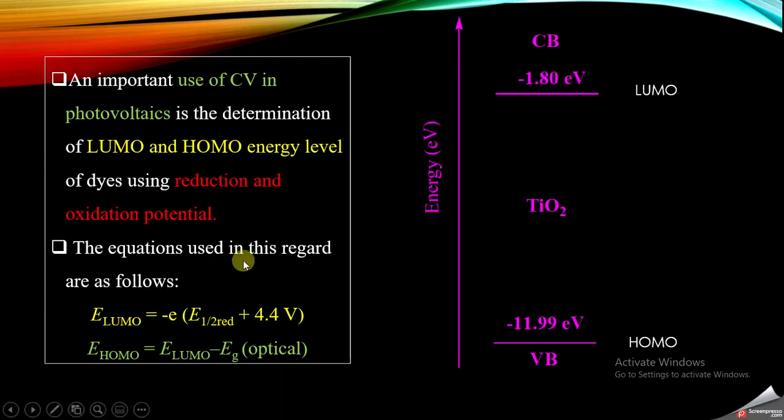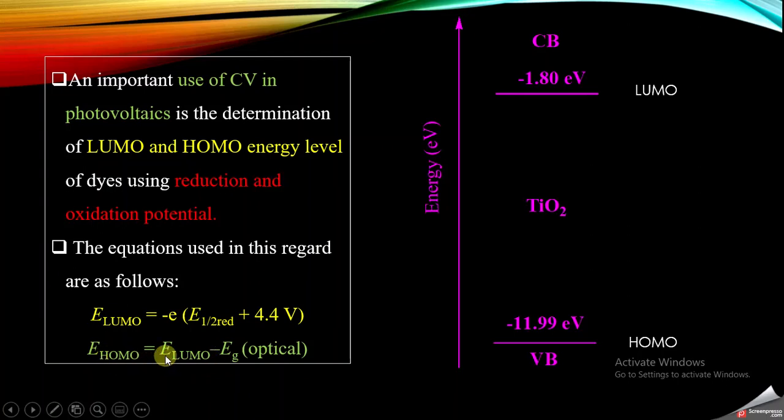The equations that are used in this regard are: E LUMO, energy of the LUMO, is equal to minus half-wave reduction potential plus 4.4 volts. Here, the half-wave reduction potential is obtained from the cyclic voltammetry, as you will see in the next slide. 4.4 electron volts is the constant. After getting the E LUMO from this equation using cyclic voltammetry, we can determine the value of E HOMO by putting this E LUMO value here.